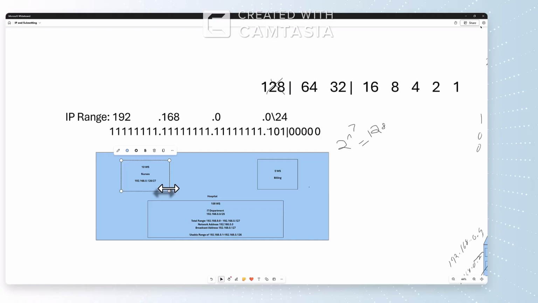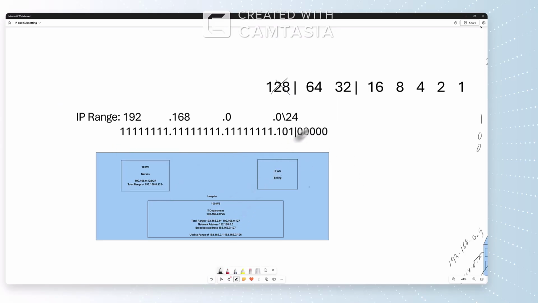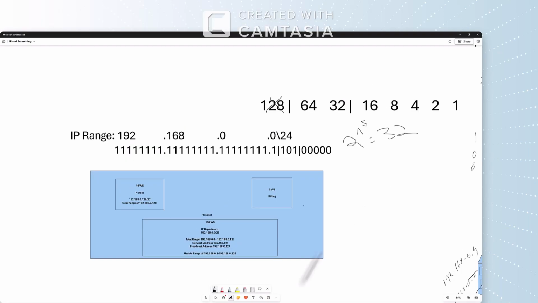So with that, we have a total range of 192.168.0.128 to, let's find what our ending is. So to find the total, we're going to do the same math, which is going to be 2 to the power of number of bits on the right. So 1, 2, 3, 4, 5. If we do 2 to the power of 5, that is going to equal 32. And we could just use a calculator to verify that.